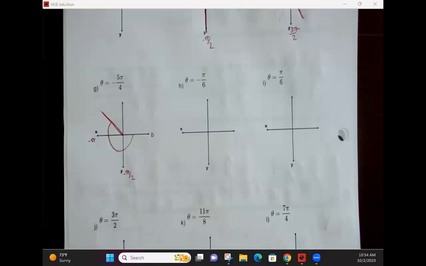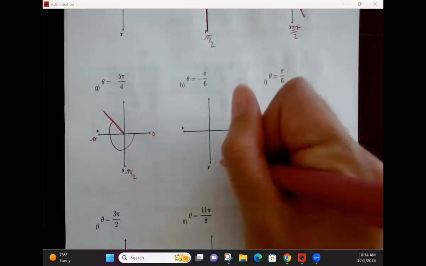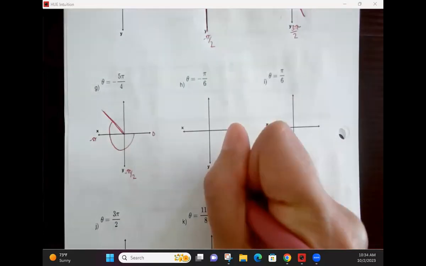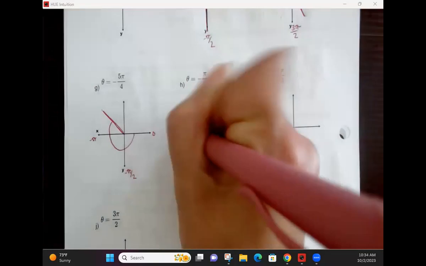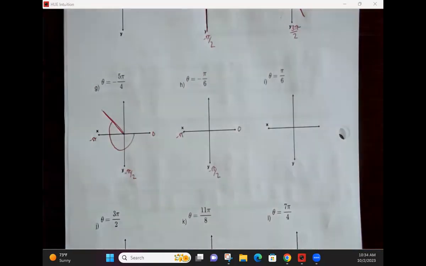Negative pi over 6. We're going clockwise again. So 0, negative pi over 2 would be here. Negative pi would be here. What quadrant will this angle be in? Quadrant 4. Okay.